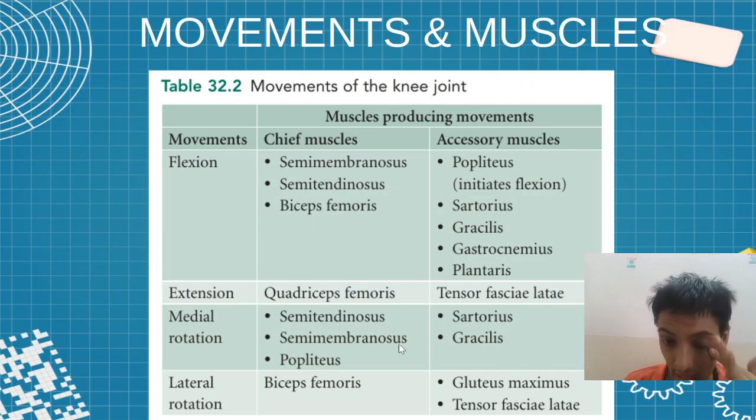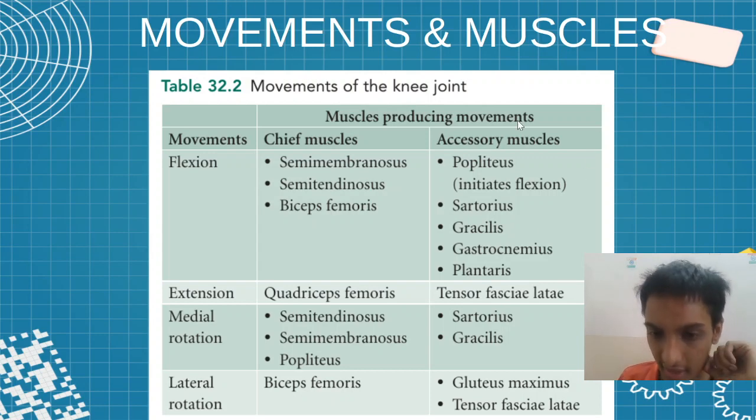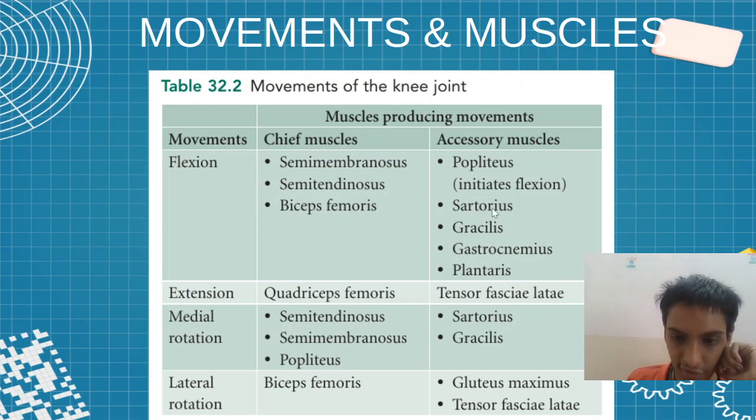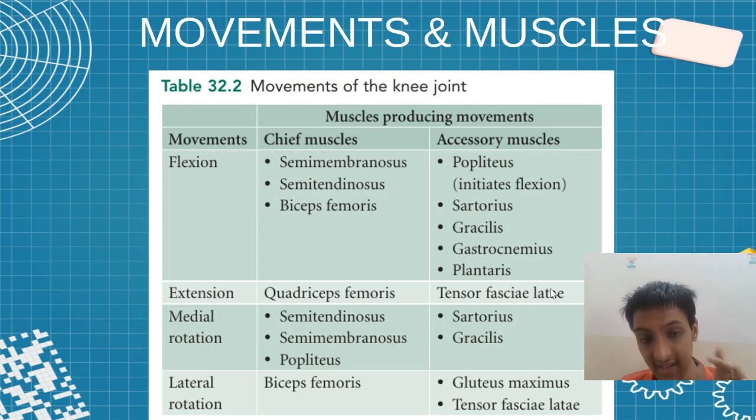Gluteus maximus, that's the lone one in this group, lateral rotation. Then gastrocnemius, flexion. Not just flexion, plantar flexion, that is the special movement. Plantaris also, along with popliteus, and gracilis, flexion and medial rotation just like sartorius only. So remember, gracilis and sartorius will do the same movements as the accessory muscles, flexion and medial rotation.